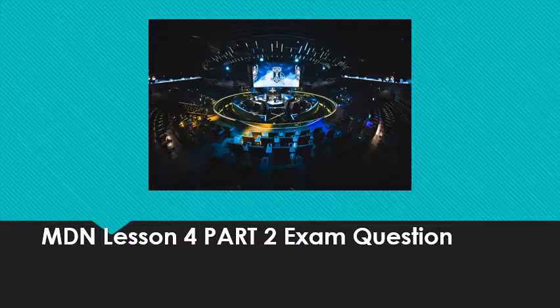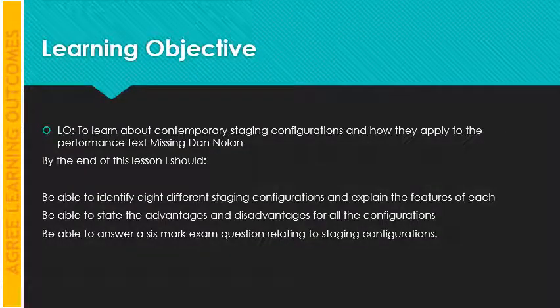This is Missing Dan Nolan Lesson 4 Part 2. This is the exam question. So just a little recap on our learning objective, which was in Part 1, to learn about the contemporary staging configurations and how they apply to the performance text Missing Dan Nolan.